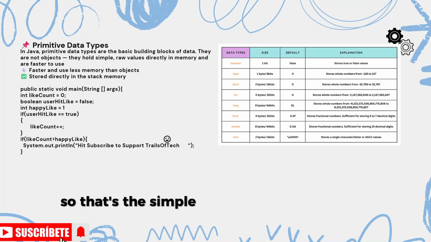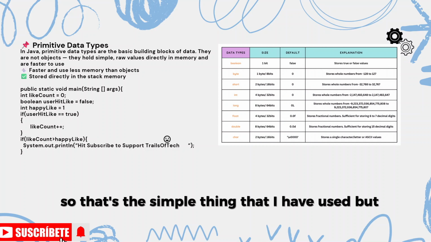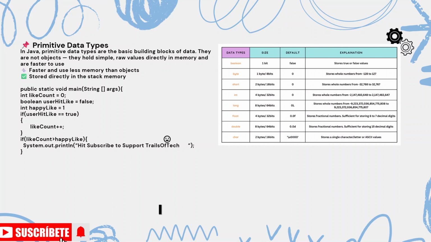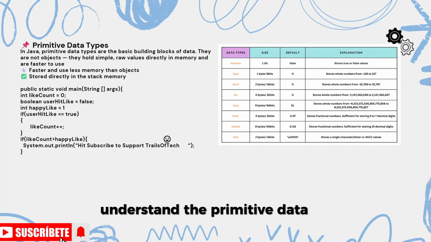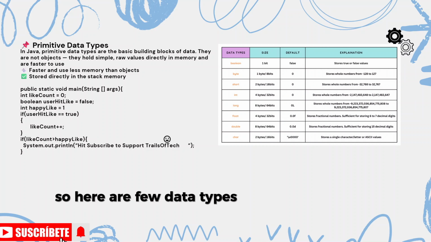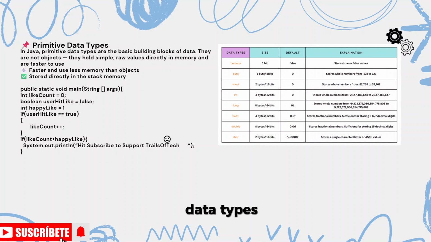So that's the simple thing that I have used. But yeah, this is the main program. Here I want you guys to understand the primitive data types. I have used int and boolean as primitive data types. So here are a few data types and the explanation of those data types.